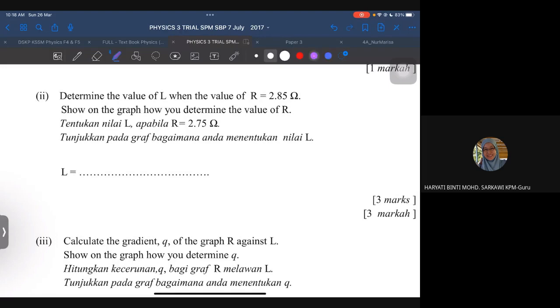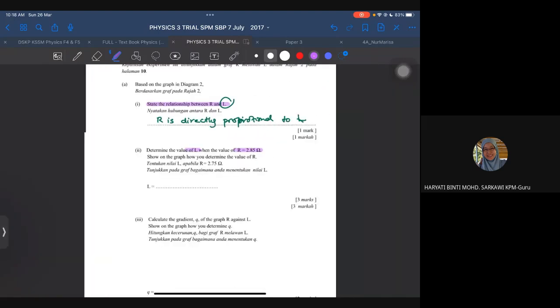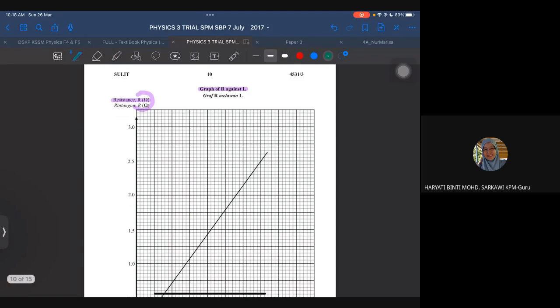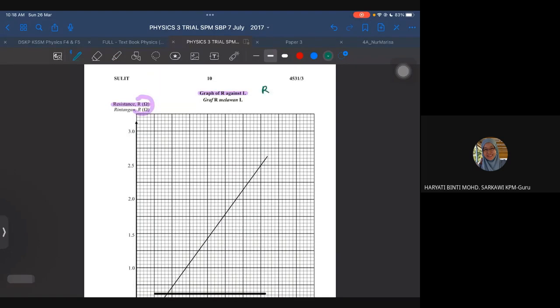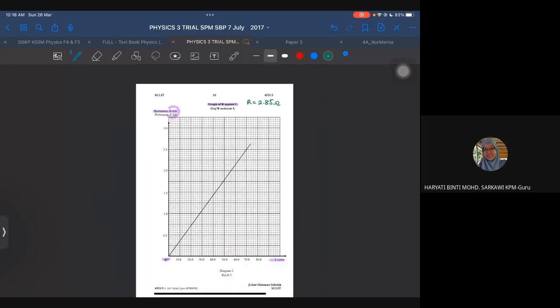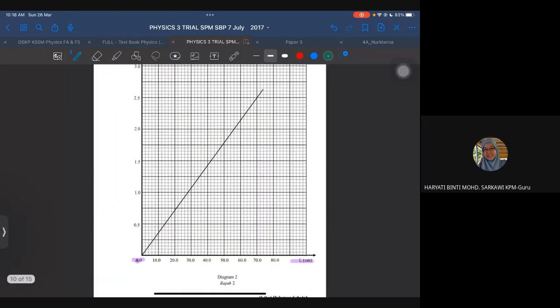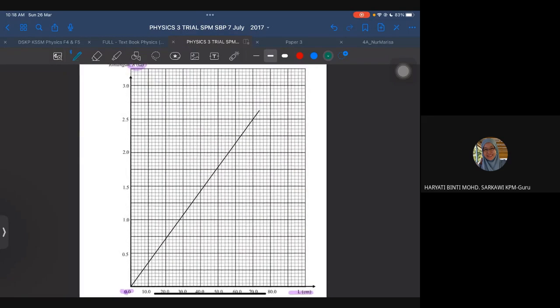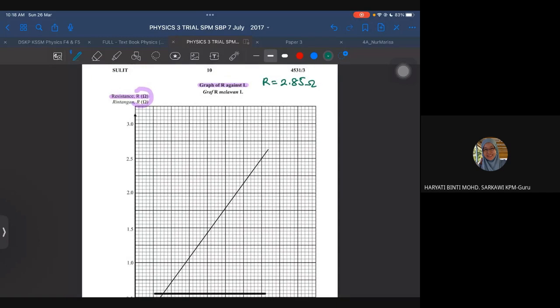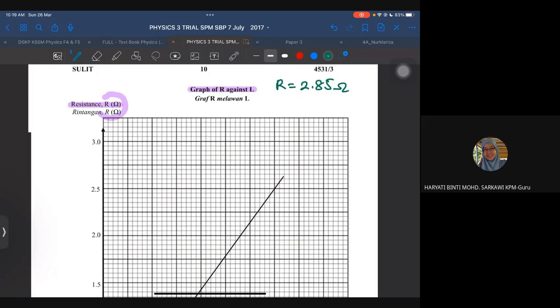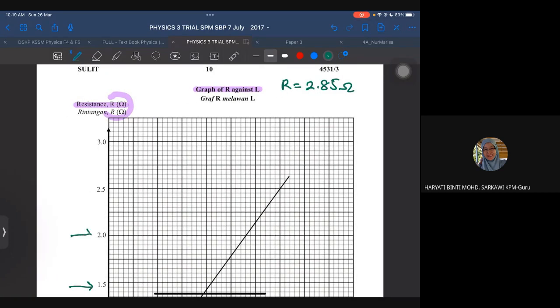Now look at this. Determine the value of L when the value of R is 2.85. When R is 2.85, what is L? I write it here, afraid you all forget. Determine the value of L when R is 2.85 ohm. Right? 2.85 ohm. So what do we call that? Is it interpolation or extrapolation? Where is R 2.85? This is 1.5, 2, 2.5, 3, R. So where is R equal to 2.85?